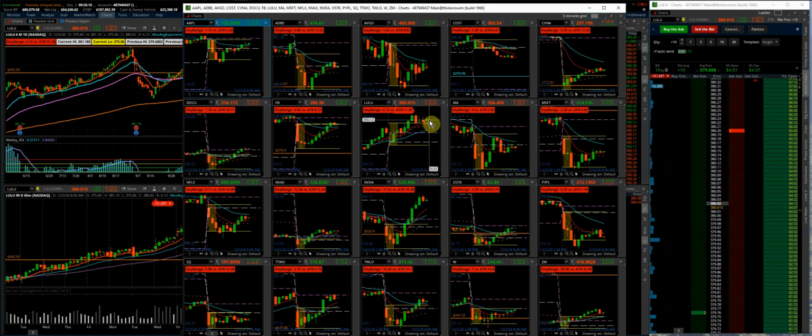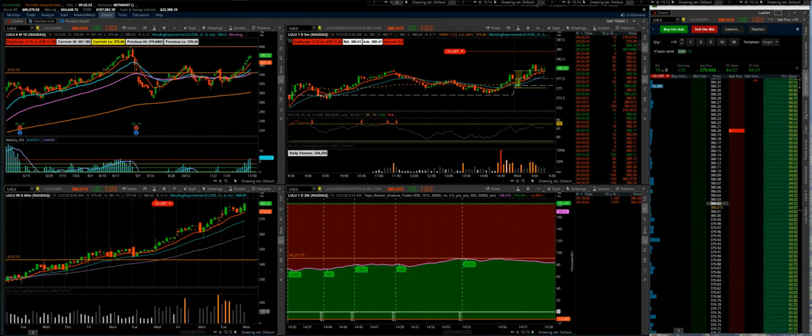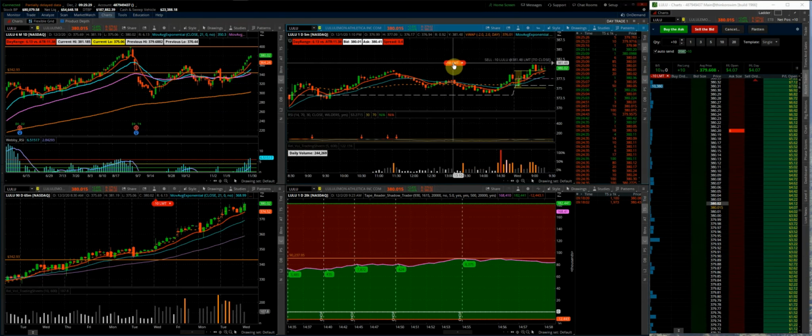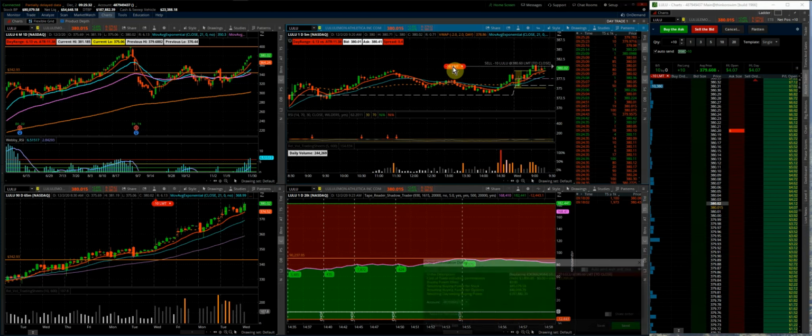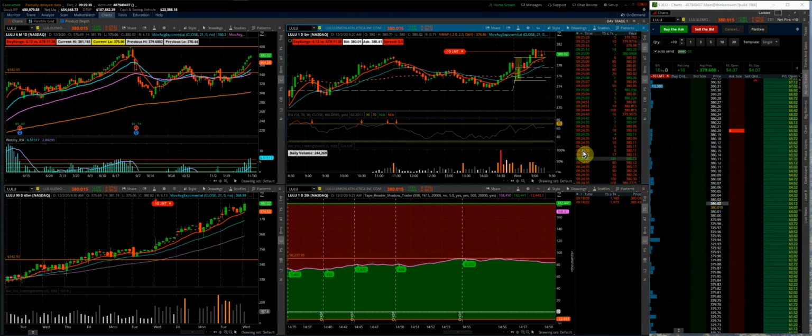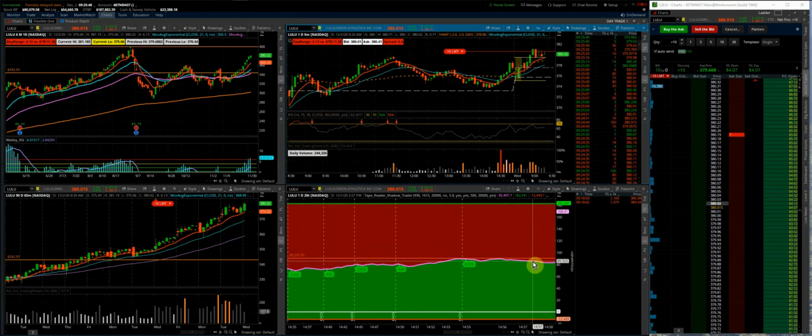My Lulu is struggling, so I'm probably gonna get out very soon. I'm not sure if I'm gonna lower my target. Let me lower my target right now. Here's my target. I'm gonna lower it right now, just to close it, because this is not going anywhere. I'd rather do something else with my time. It hasn't moved that far compared to ATR. Daily volume is still very low.